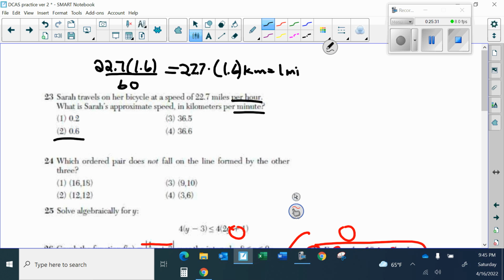I think it's going to be around 0.6 if you did that. Okay, I don't have a calculator, so I just estimated in my head. But you'd have a calculator for that, just so you know.